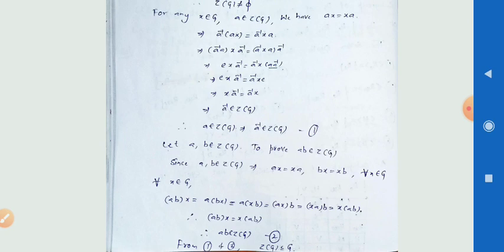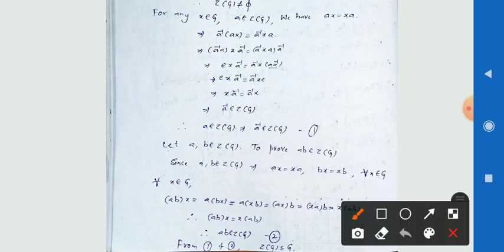For AB belongs to ZG, I am writing AB into X is equal to A into BX. Here you have to use these conditions. Here AB into X is equal to this one. AB into X is equal to A into BX.